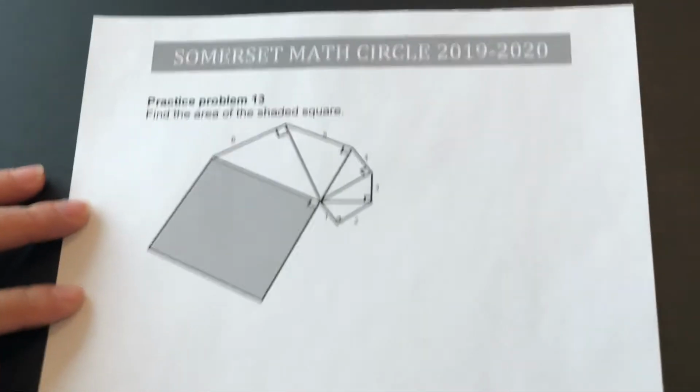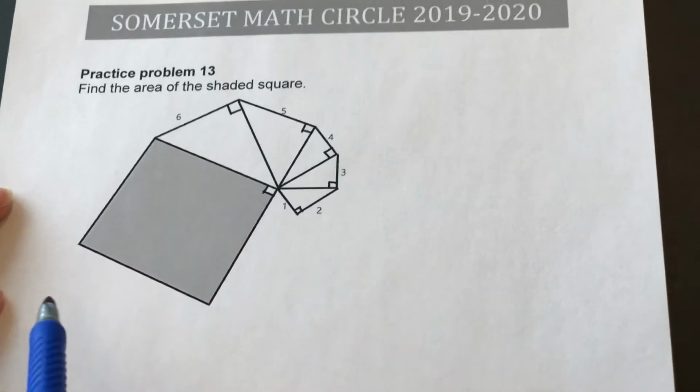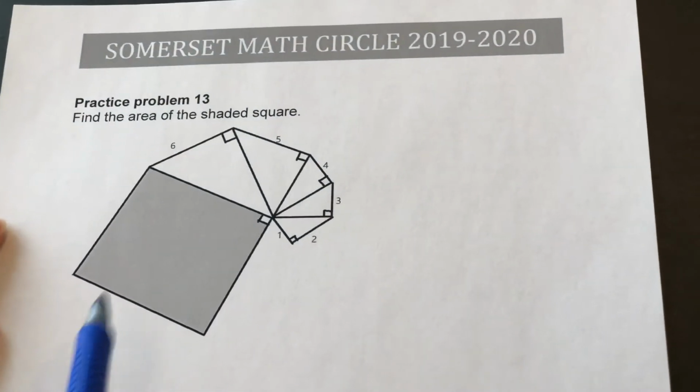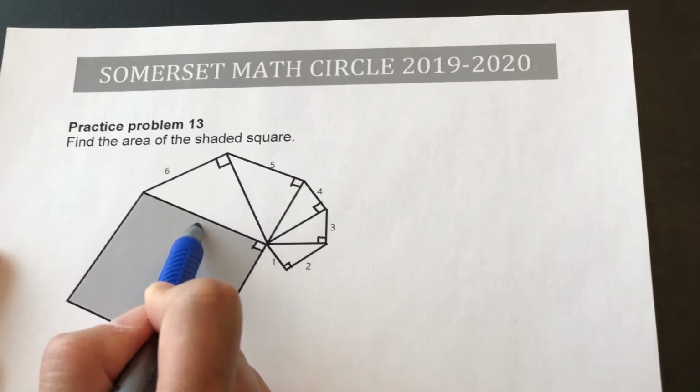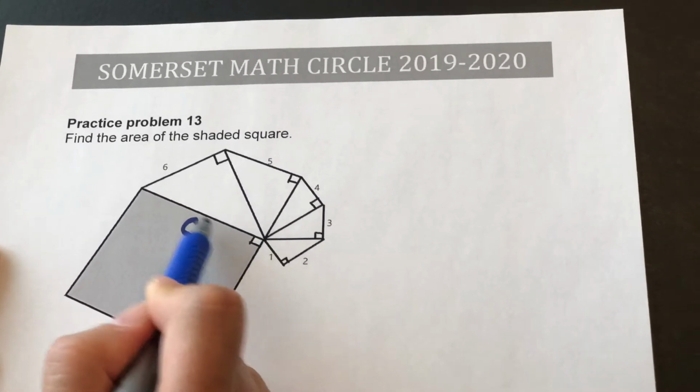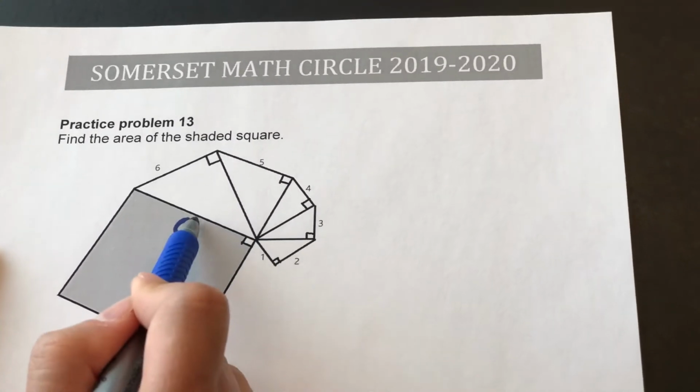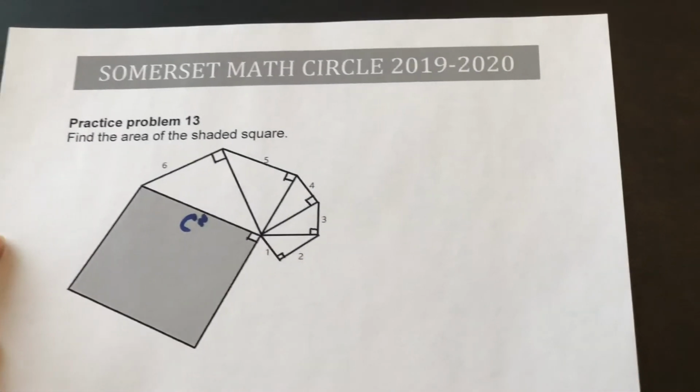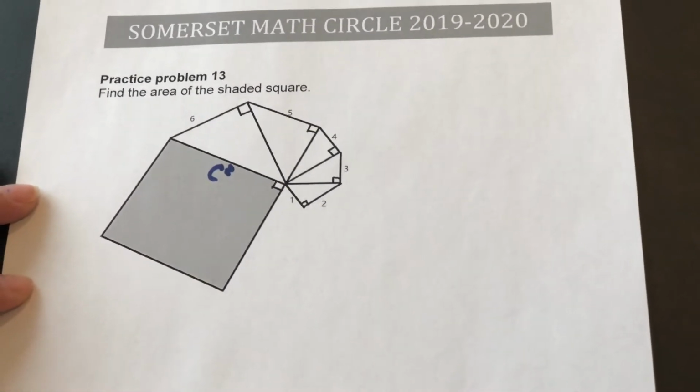13. We need to find the area of the shaded region. The shaded region is a square. So if we know, say this side is C, if we know C squared, then we would know the area of the shaded region.